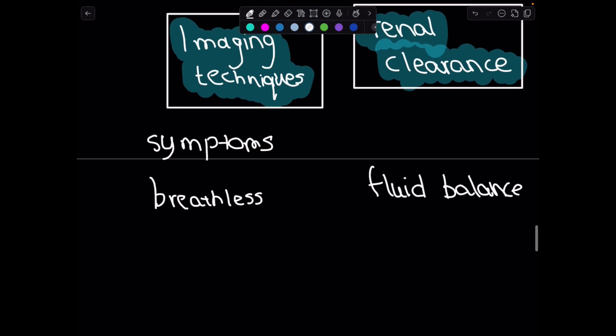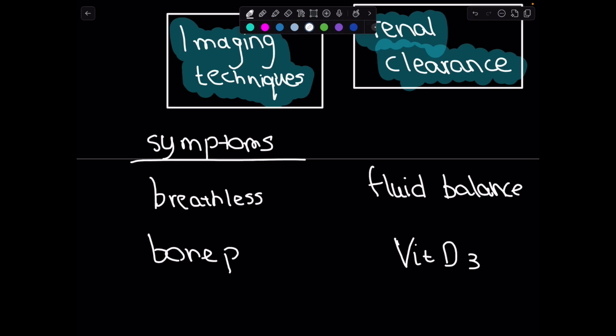What about if I have vitamin D3? Can this have something to do with osteomalacia or bone pain? Yes, impaired renal function can lead to osteomalacia or bone pain due to disrupted vitamin D3 metabolism, as the kidneys convert inactive 25-hydroxyvitamin D to active 1,25-dihydroxyvitamin D, calcitriol, which promotes calcium absorption for bone health.